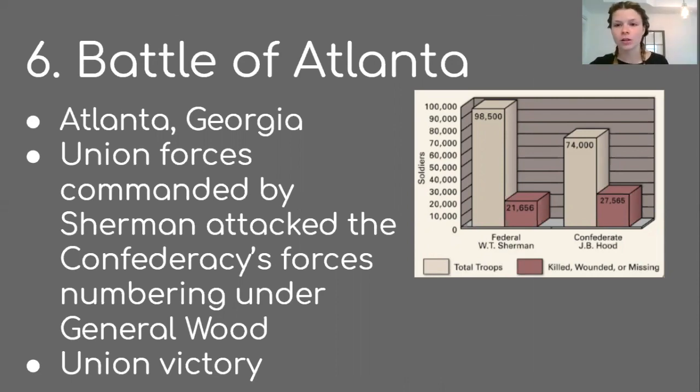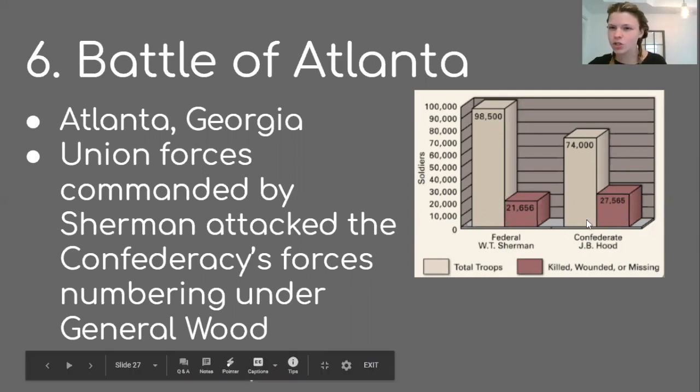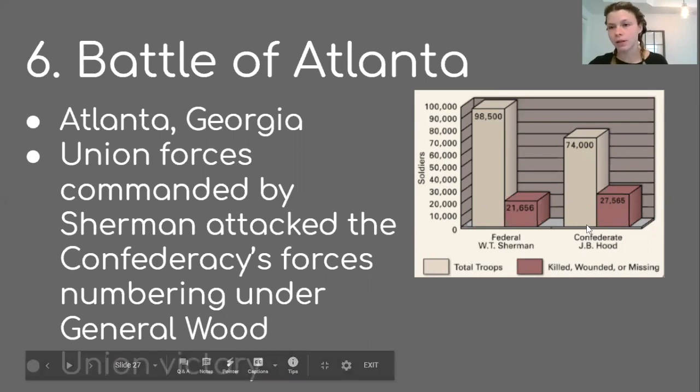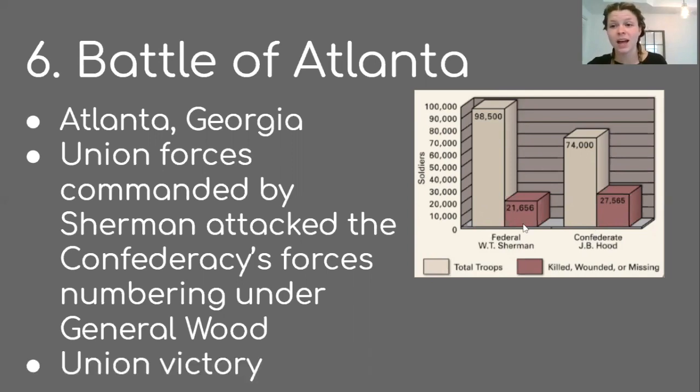If you look at this chart, you can see the number of soldiers involved on each side. Sherman, this is the Union side on the left. Hood, this is the Confederate side on the right. And the grayish, brownish blocks represent how many soldiers there were. So you can already tell that the Confederate soldiers were outnumbered. But then the red block shows you how many of those soldiers were killed, wounded, or missing. And there are more Confederate soldiers killed, wounded, or missing, and a higher percentage of them from this battle.